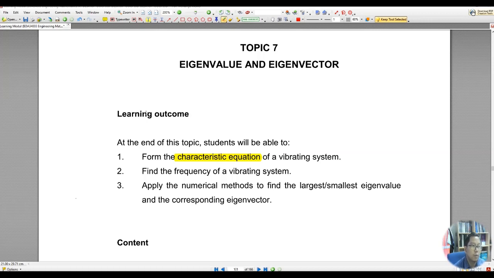the student will be able to form a characteristic equation of a vibrating system. The second one is the student will be able to find the frequency of a vibrating system, and the third one is to apply the numerical methods to find the largest or smallest eigenvalue and the corresponding eigenvector. But for today, I would like to explain more about the characteristic equation of a vibrating system.